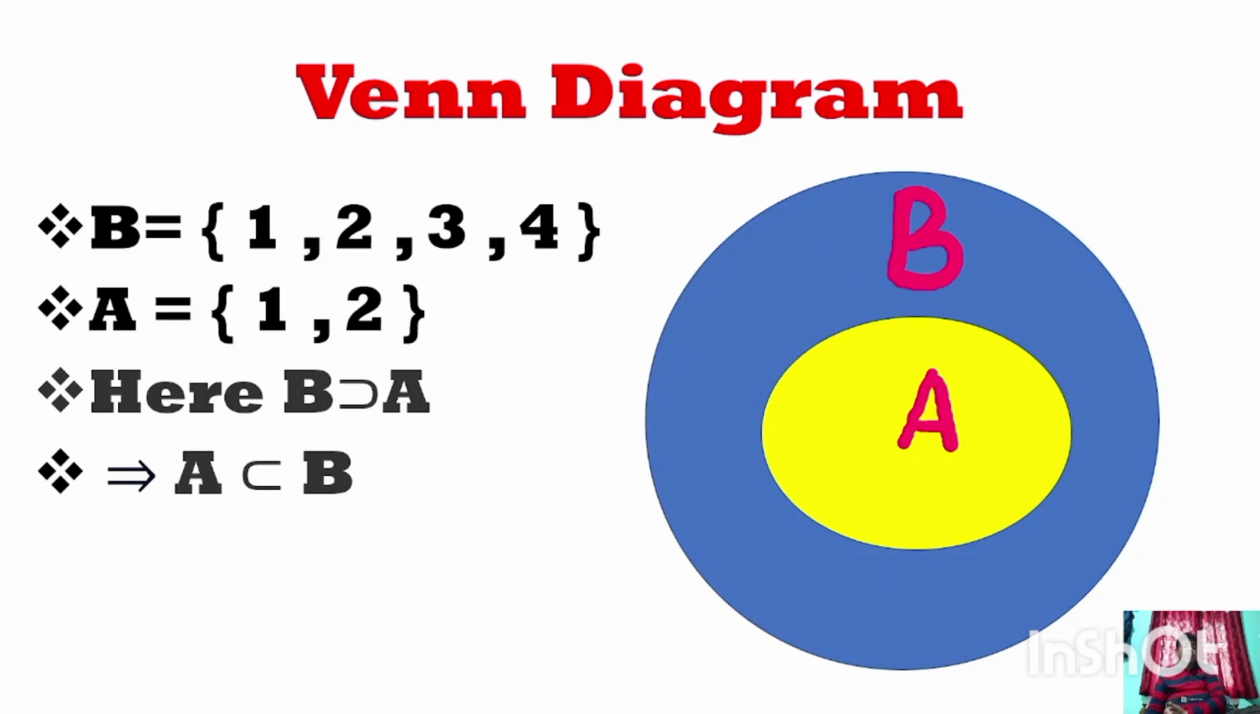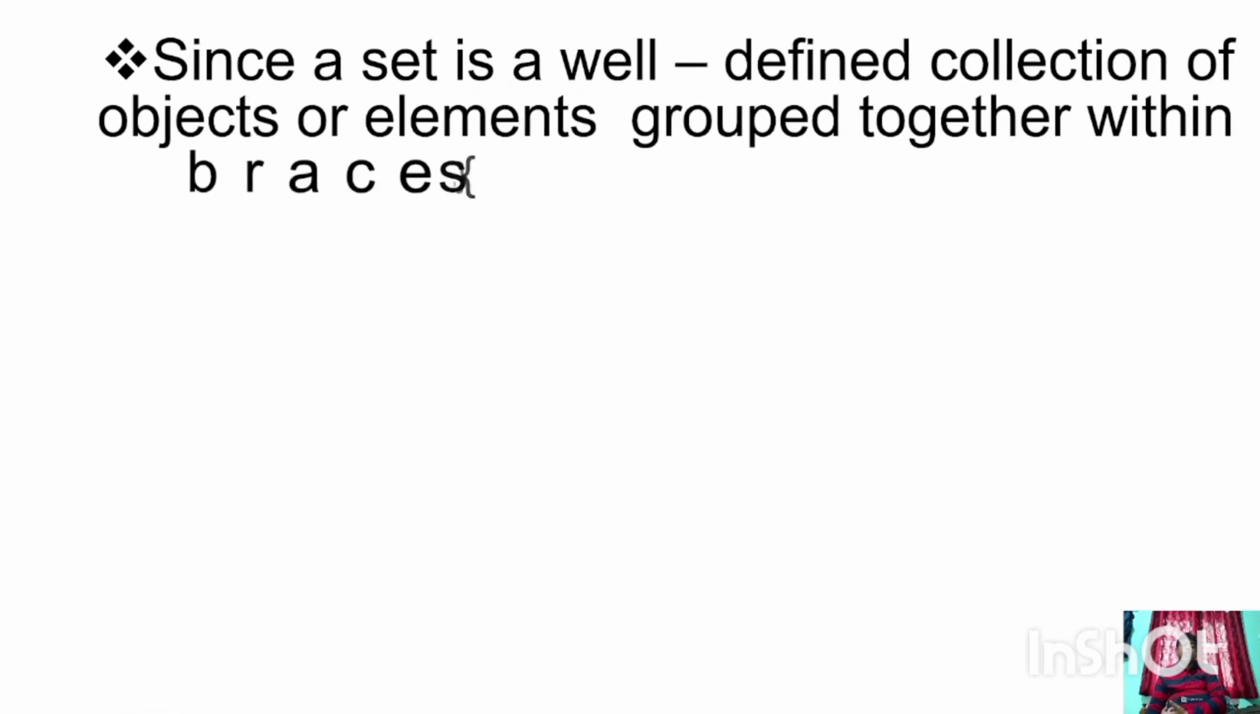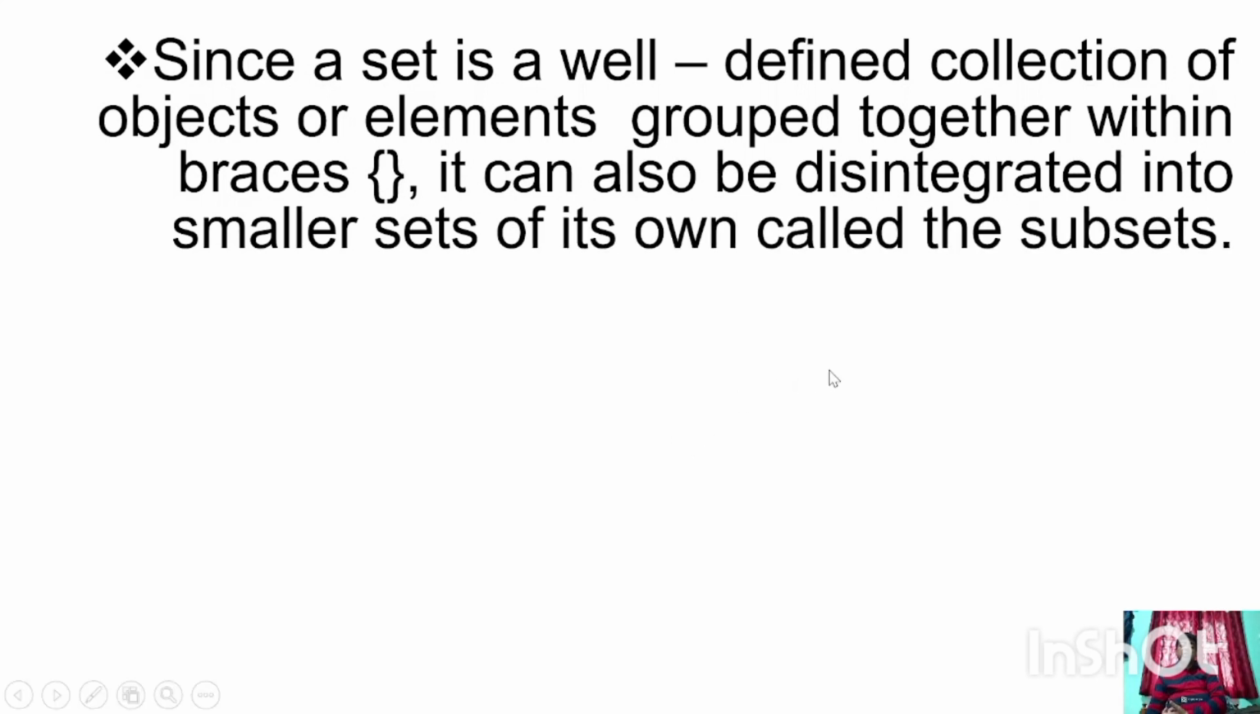One of the interesting Venn diagrams. With the help of the Venn diagram you can clearly understand the basic concept of set theory. The Venn diagram is an important part, through the diagram, through the figure, we can expand the basic concept of set theory. We clearly understand the set A is a subset of set B from the Venn diagram. Since a set is a well-defined collection of objects or elements grouped together, it can also be disintegrated into small sets of its own called subsets.